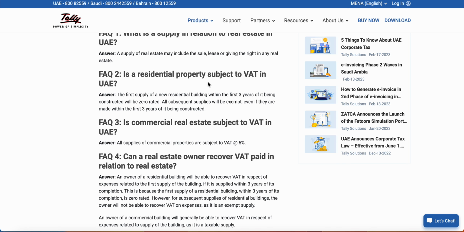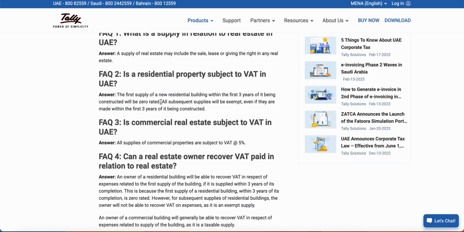Question number 2 is, is residential property subject to VAT in UAE? It's important to know that the first supply of a new residential building within the first 3 years of its being constructed will be 0 rated, meaning that you will issue a VAT invoice, and the rate at which you will charge VAT will be 0. So basically the sale value will be the amount of consideration that you will receive from your buyer, and as a seller you will have to register with VAT, because only VAT registered people can issue an invoice.